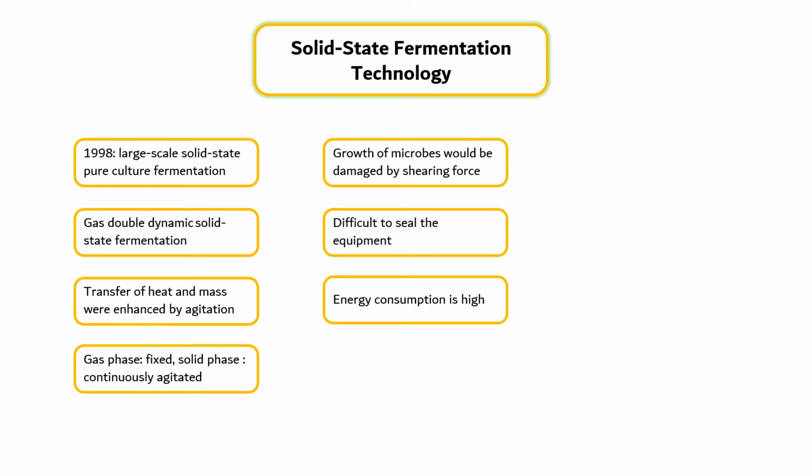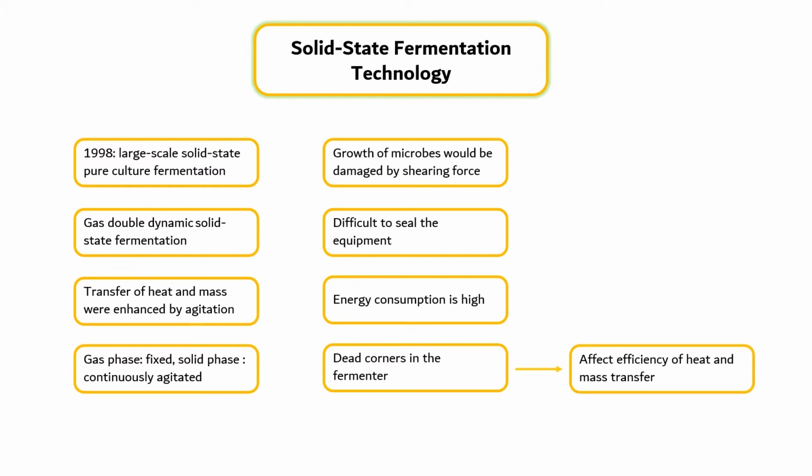The sticky wet materials also make direct contact with fermentation tanks, which can easily cause dead corners in the fermenters. If the agglomeration of the medium cannot be completely avoided, the efficiency of heat and mass transfer is adversely influenced. These shortcomings of traditional solid-state fermentation can all be overcome by gas double dynamic solid-state fermentation.